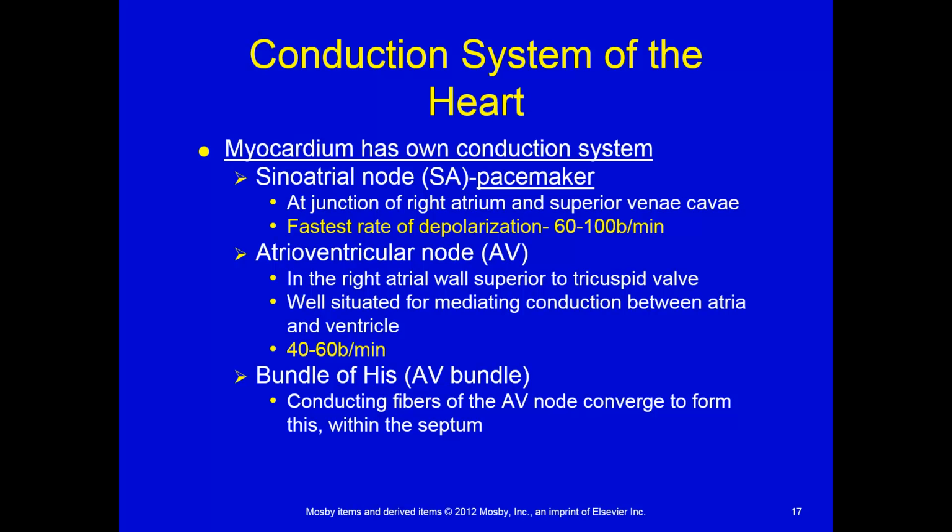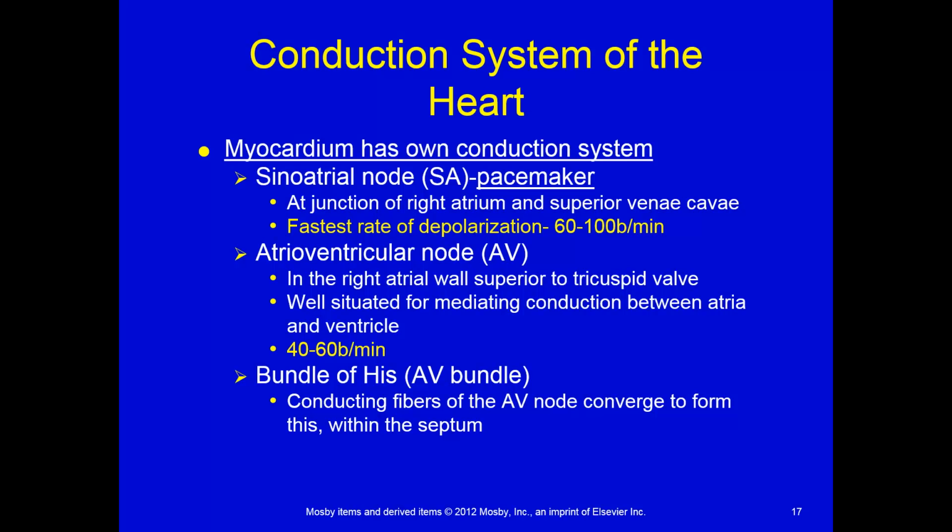Under normal, healthy circumstances, not only is it where the impulse begins, it controls the rate of depolarization at about 60 to 100 beats per minute. Sounds familiar? What's 60 to 100 beats a minute? The normal heart rate. Exactly. So our normal heart rate comes from the fact that the SA node causes depolarization at a rate of 60 to 100 beats per minute.